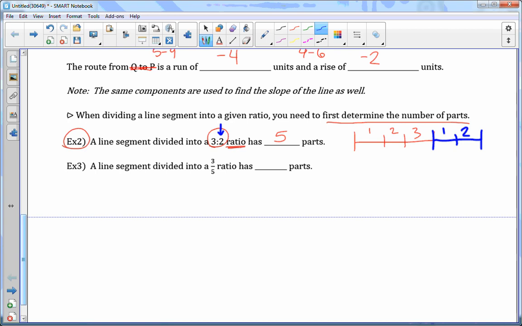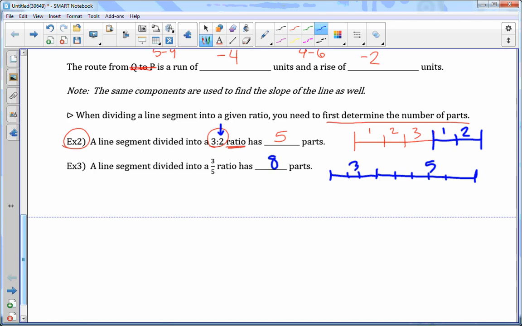So line segment example 3, the bottom: a line segment divided into ratio 3 to 5. Can I have fingers in the air? How many parts are in the ratio 3 to 5? One part has 3 and the other part has 5 units. And in total there would be, Sadie? 8, yep, 8.